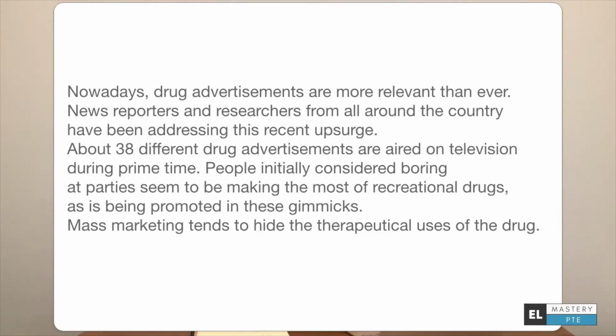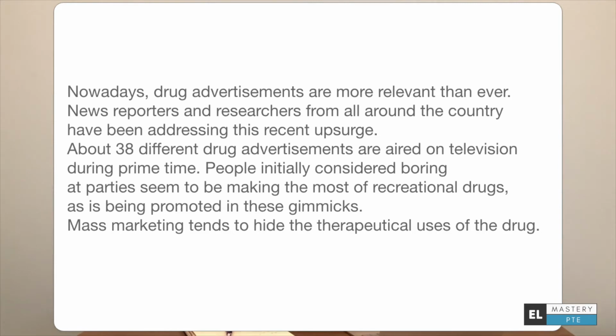Nowadays, drug advertisements are more relevant than ever. News reporters and researchers from all around the country have been addressing this recent upsurge. About 38 different drug advertisements are aired on television during prime time. People initially considered boring at parties seem to be making the most of recreational drugs, as is being promoted in these gimmicks. Mass marketing tends to hide the therapeutic use of this drug, or rather the uses of this drug.